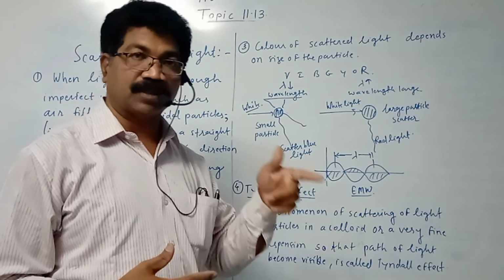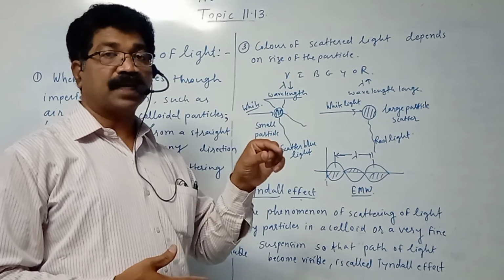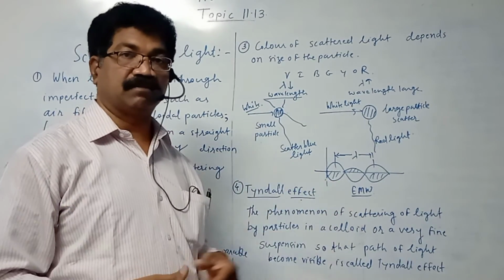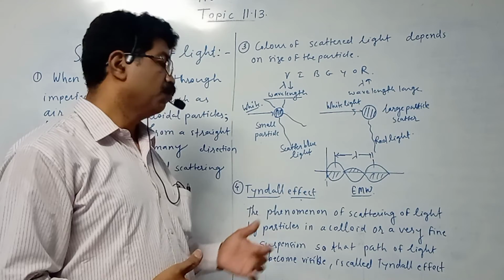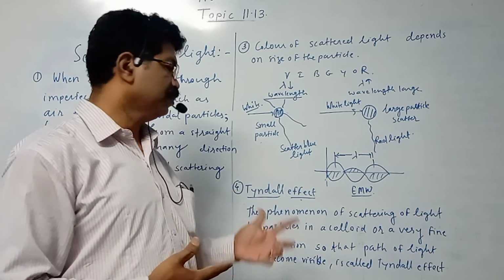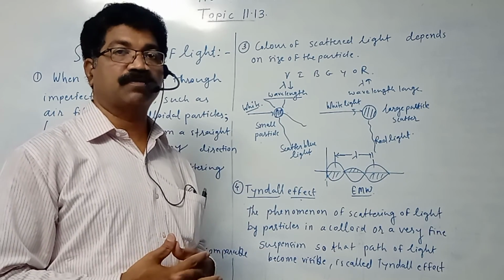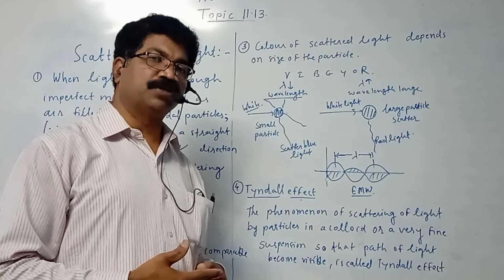So when light passes through the colloidal solution or small particle suspension solution, the path of the light going in a straight path will be scattered. This phenomenon will make the path of light visible in that solution. So this phenomenon is called as Tyndall effect. In the 19th century, this was discovered by the scientist Tyndall. That's why this effect is called Tyndall effect.